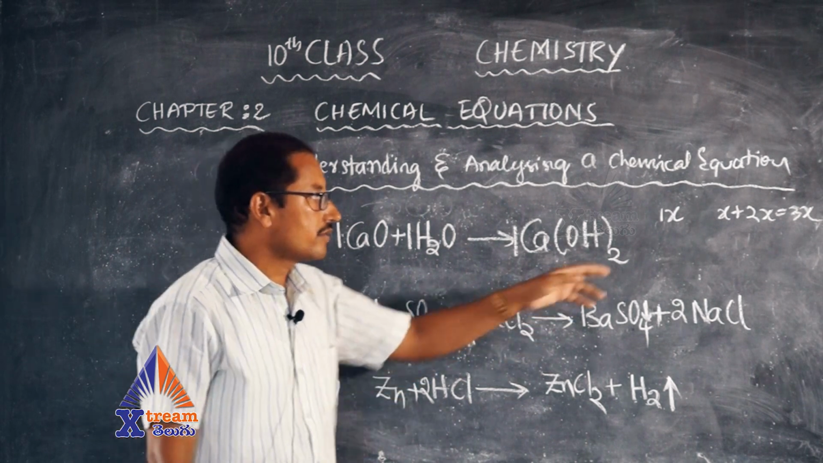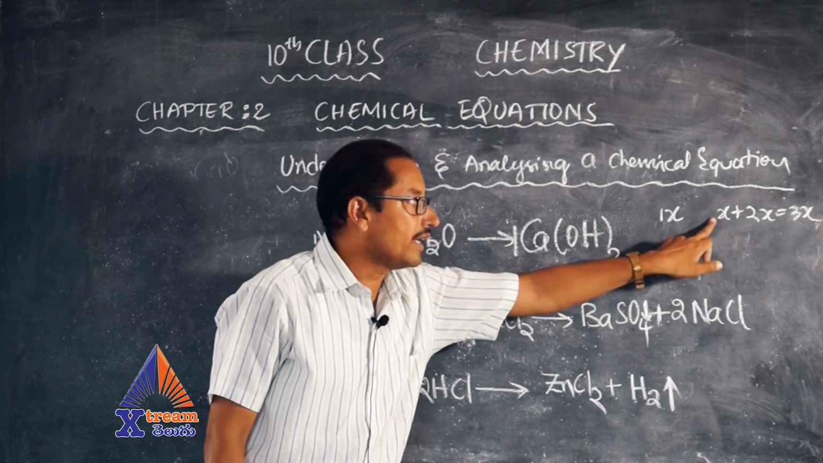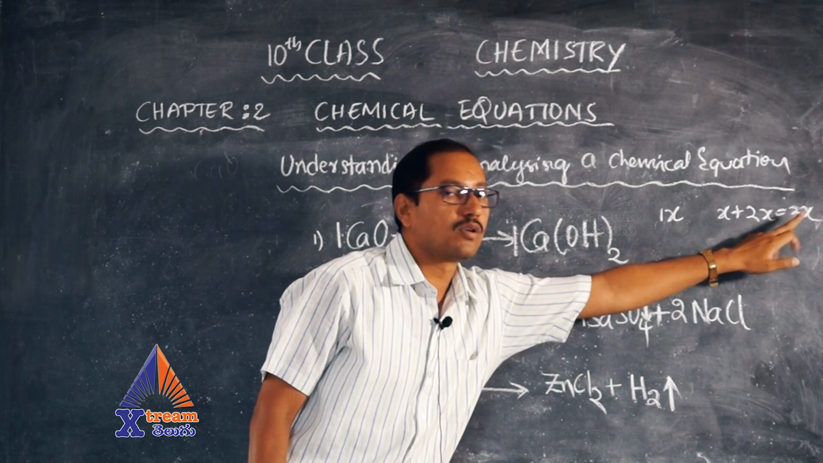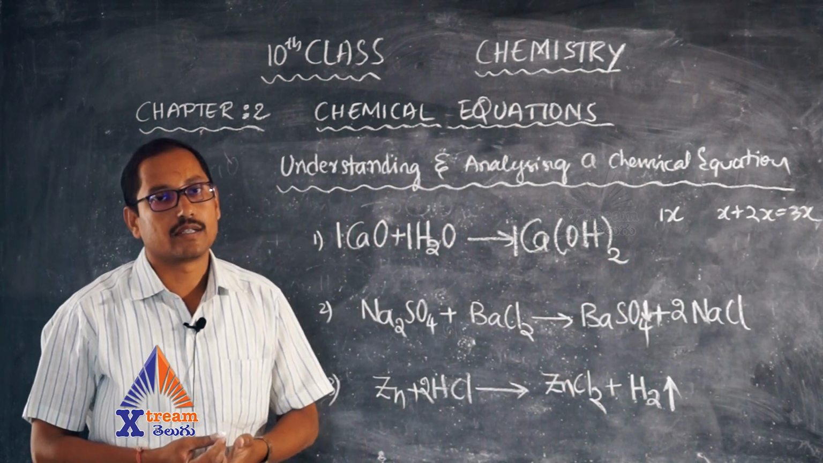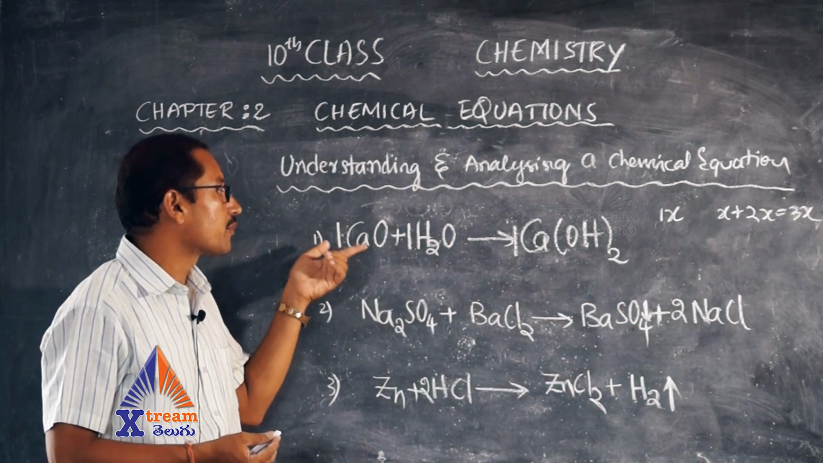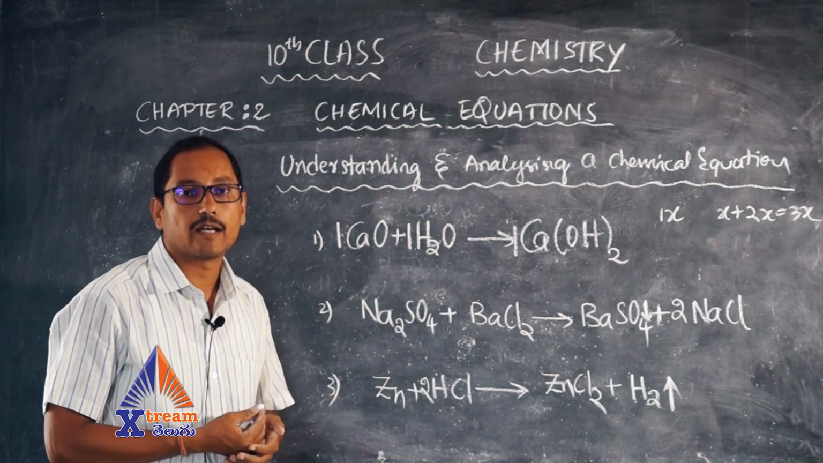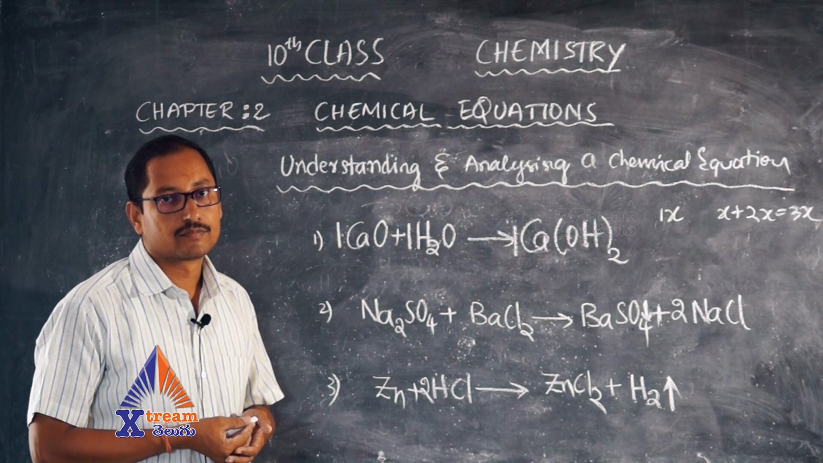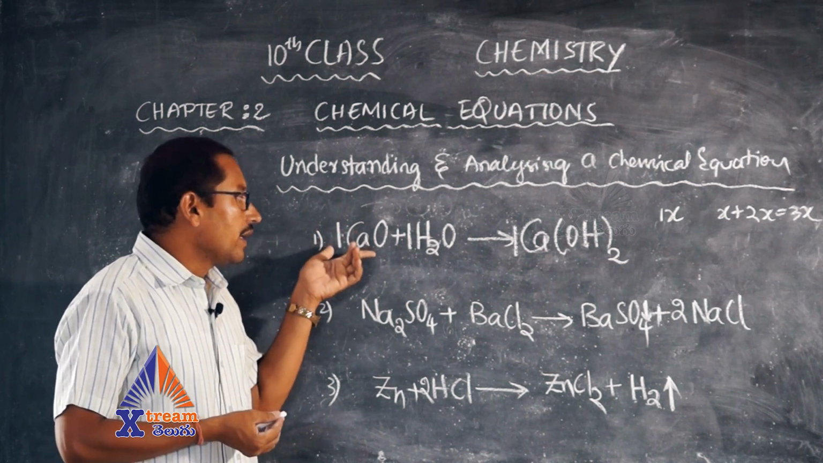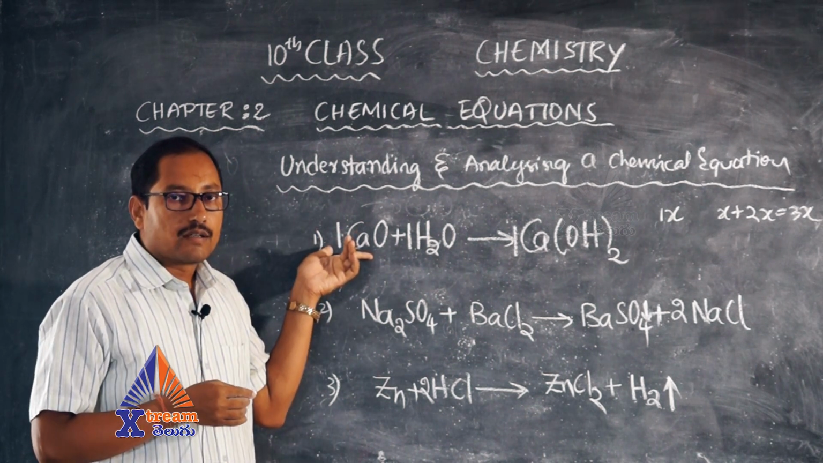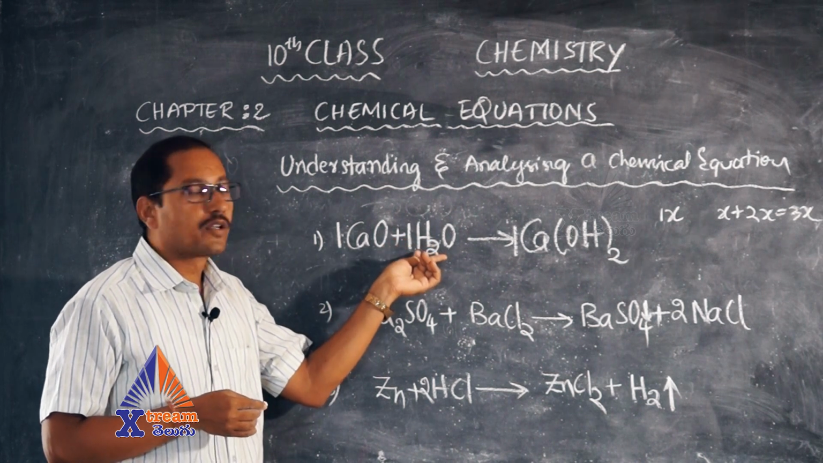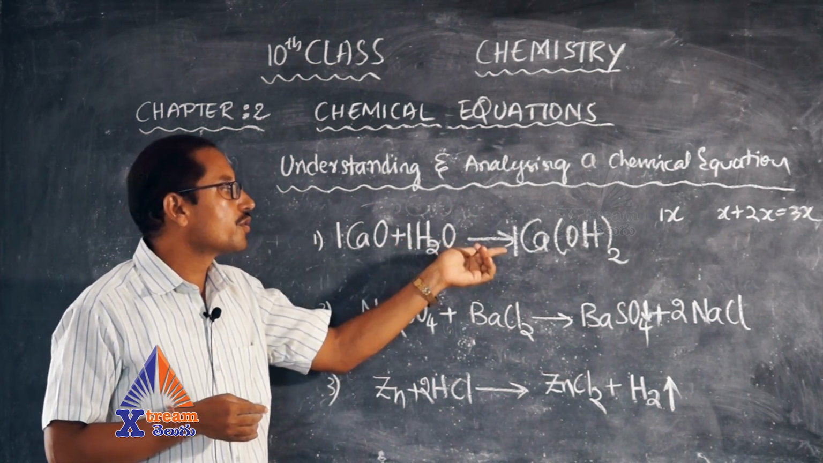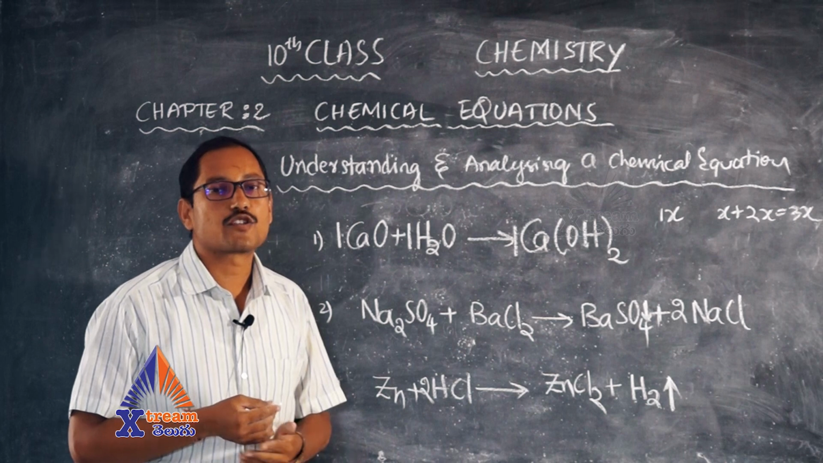What is the meaning of this? 1x plus 2x is equal to 3x. In the same way, if no numbers are provided in front of chemical formulae, that means you have to assume 1 in front of them. One molecule of calcium oxide reacts with one molecule of water to give one molecule of calcium hydroxide.